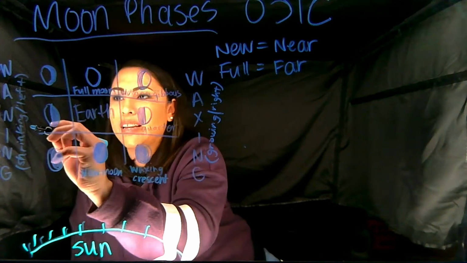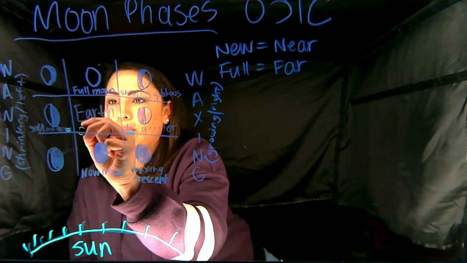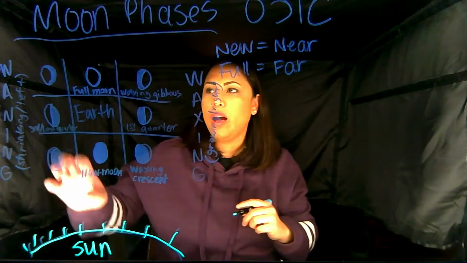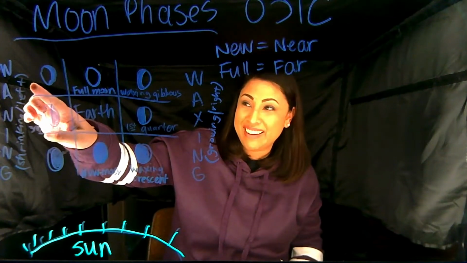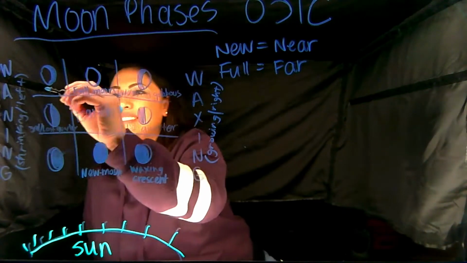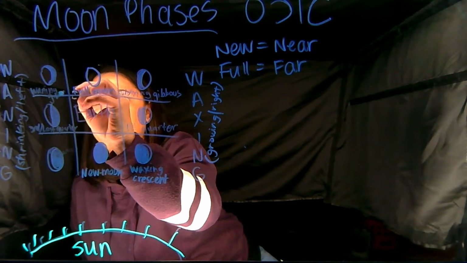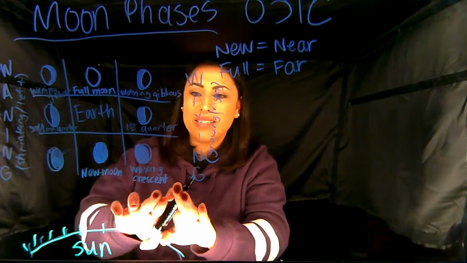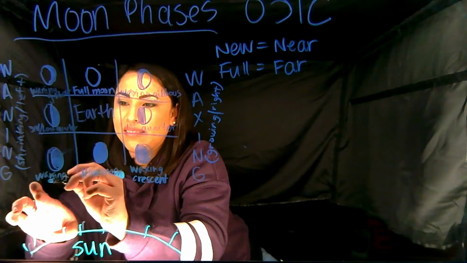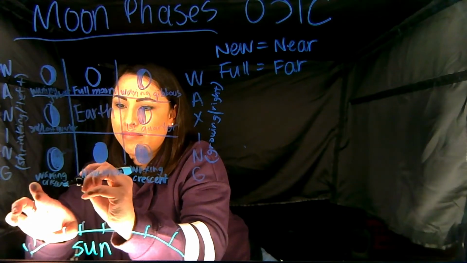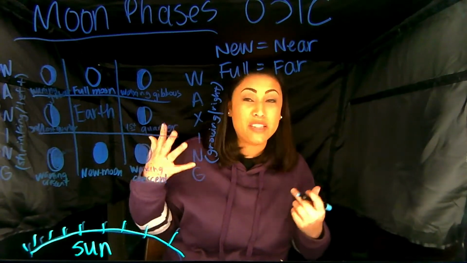So over here, we're actually going to have third or last quarter. Okay, now same thing over here. If this is a waxing gibbous, then this is going to be a waning gibbous. And this is a waxing crescent, so over here is going to be a waning crescent. All right, and now you know the names of all the major moon phases.